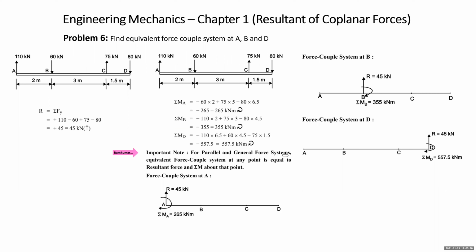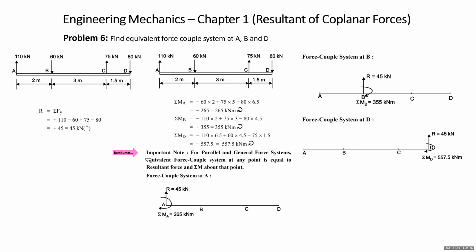For parallel and general force systems, the equivalent force couple system at any point is equal to the resultant force and sigma M about that point. That means in this problem you need to find the resultant, but the position of the resultant is not needed. You don't need to apply Varignon's theorem for finding the position of the resultant when you are given a parallel force system or general force system and the examiner is asking for the equivalent force couple system at some other point. So you will remember this note.